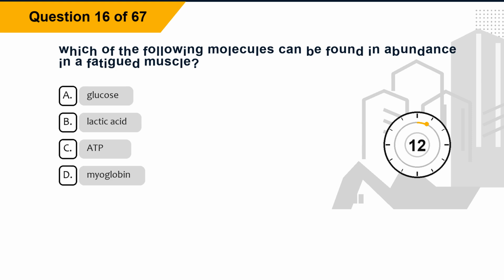Question 16. Which of the following molecules can be found in abundance in a fatigued muscle? Option A, glucose. Option B, lactic acid. Option C, ATP. Option D, myoglobin.